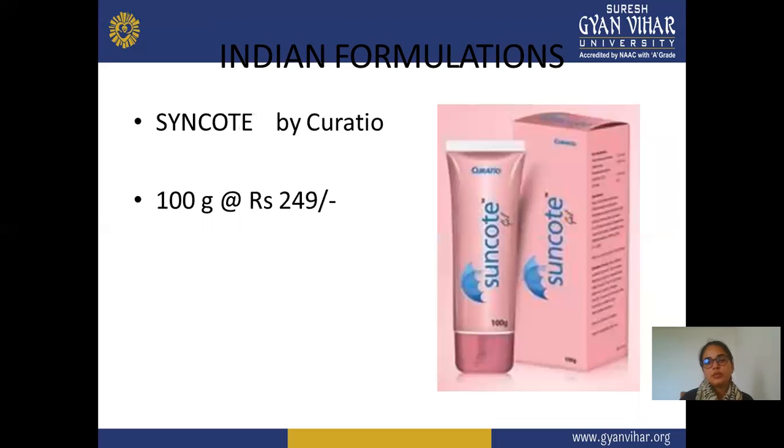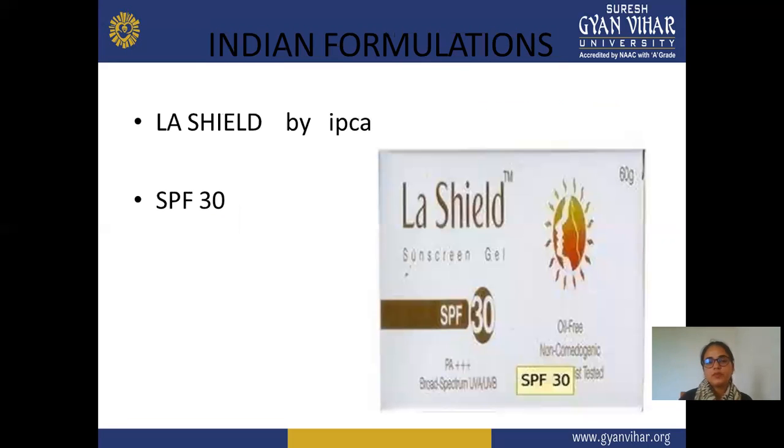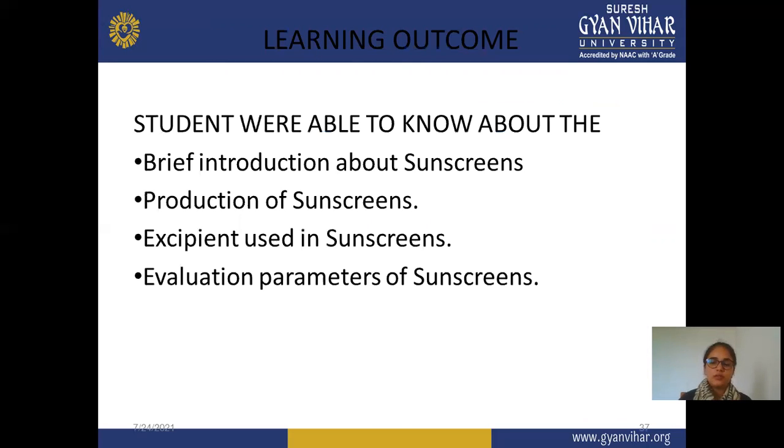Next is Cyanocote by Curatia, available as 100 gram for 249. Next is Sacrose by Ranbaxy, available in SPF 23, in Aquagel and cream formats. It is available in both forms, so you can prefer either one. The SPF of this is 26 only. Then Lo Shaded by Apex, with SPF 30. So these are all examples of sunscreens formulated according to Indian formulation or available in India.